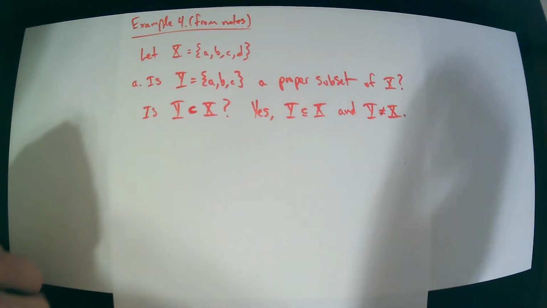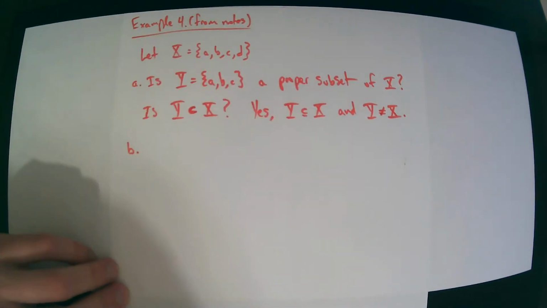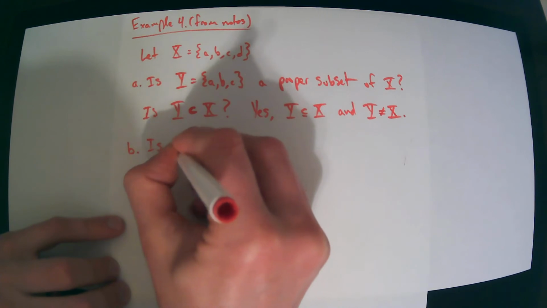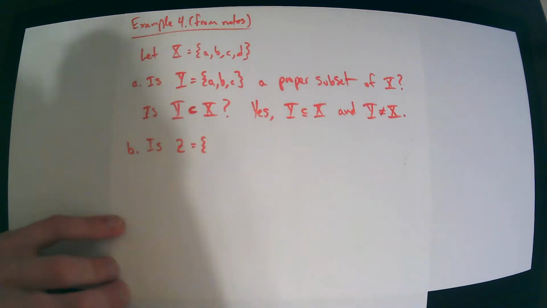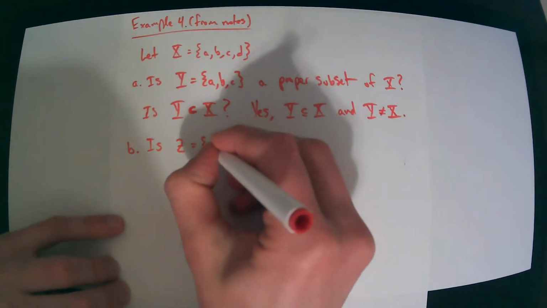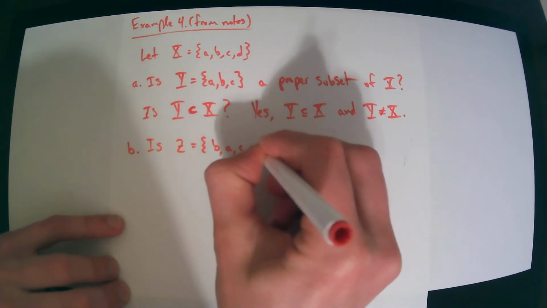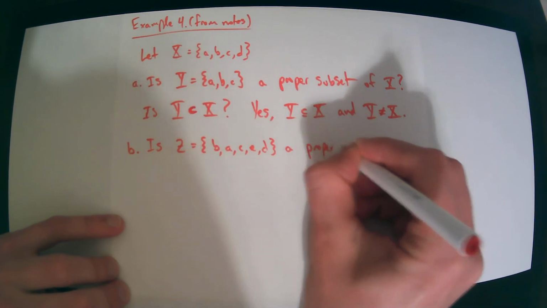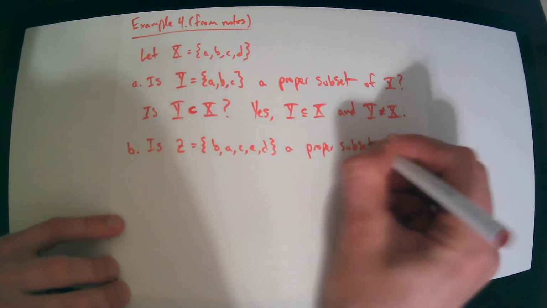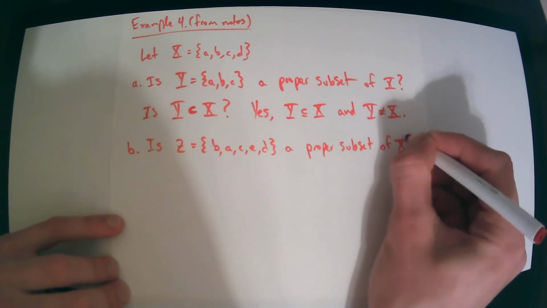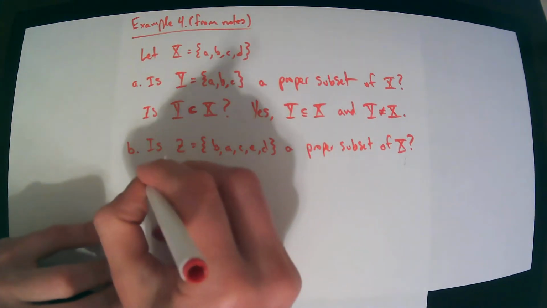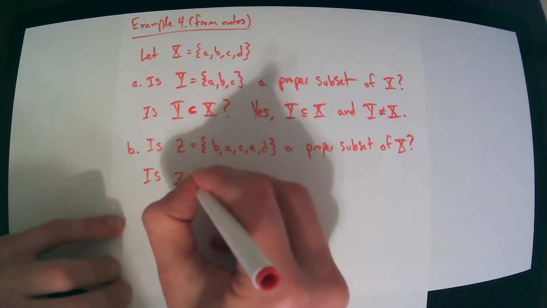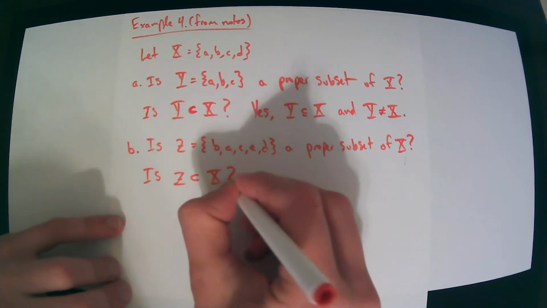They don't completely match. Part B says, is Z, which is equal to the set BACED, a proper subset of X? So, in other words, is Z, just rewriting the problem here with the symbol, a proper subset of X?